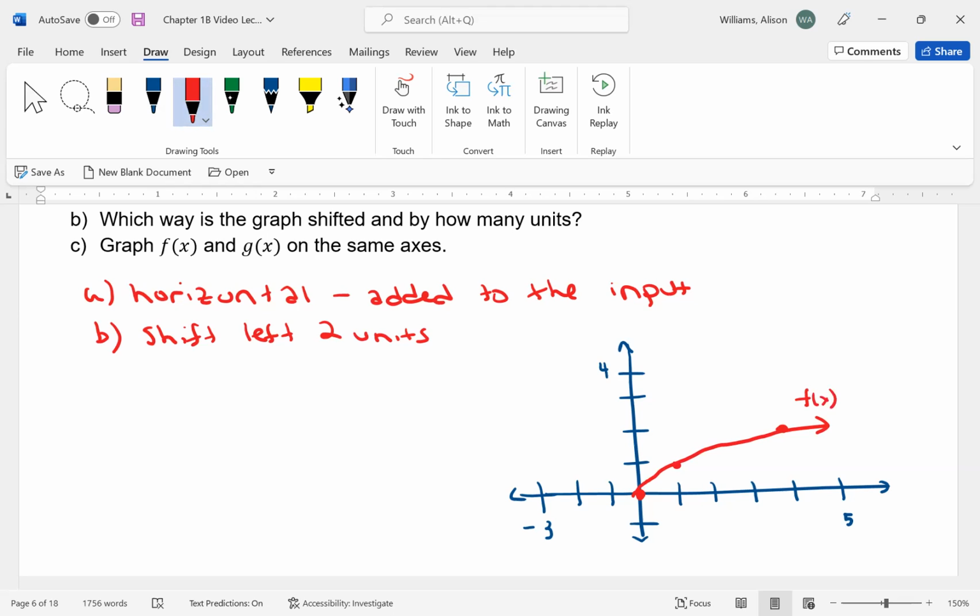G of x, however, is going to be shifted 2 units to the left. So instead of starting at 0, 0, it's going to start here at -2, 0. And then it's going to follow the exact same pattern. So it's going to go there, and then I would count 1, 2, 3, 4, and there you go. So I've shifted all of my points to the left 2. And there you go. So that is how we graph. Because I have toolkit functions memorized, it makes it easy to do this kind of graphing.